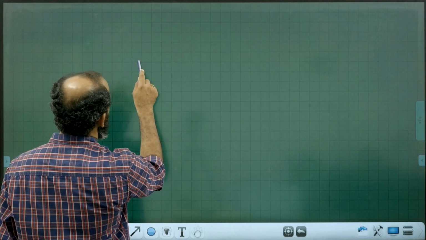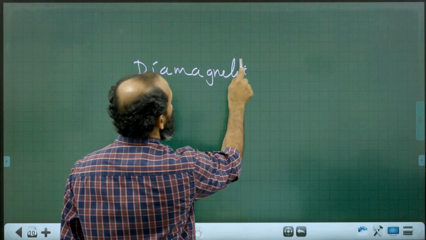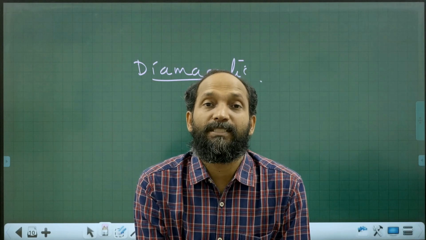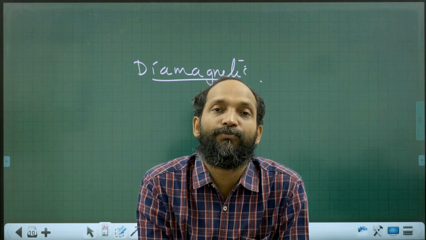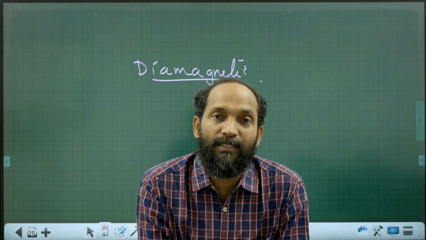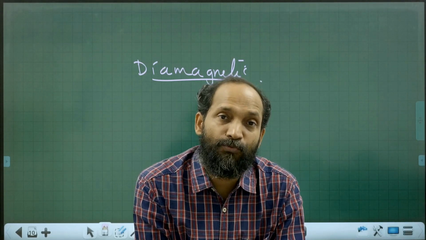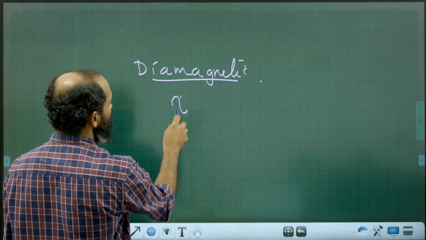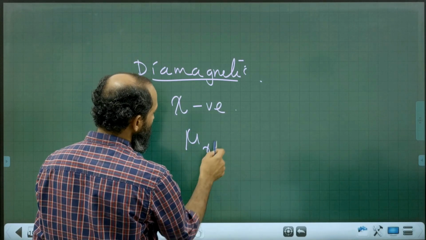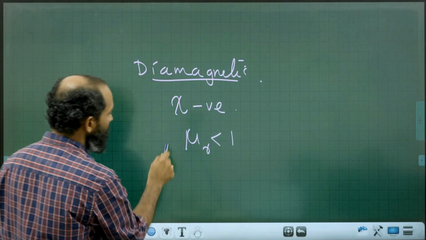Next one is diamagnetism. Diamagnetic materials are those materials whose atoms do not have a permanent dipole moment. But in the presence of an external magnetizing field, each of those atoms will gain magnetic dipole moments called induced dipole moments, but that is against the applied field. That's why it results in negative susceptibility. The relative permeability of diamagnetic materials is less than 1 and greater than 0.